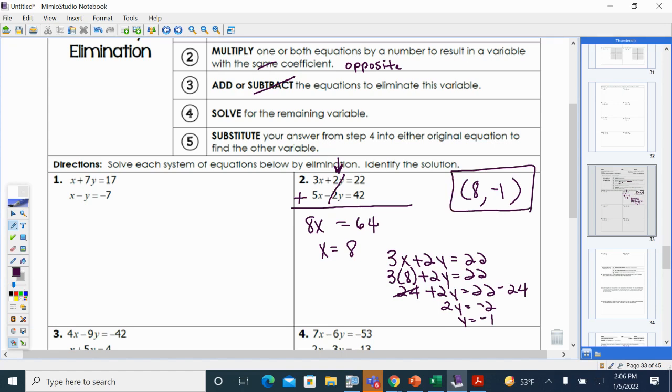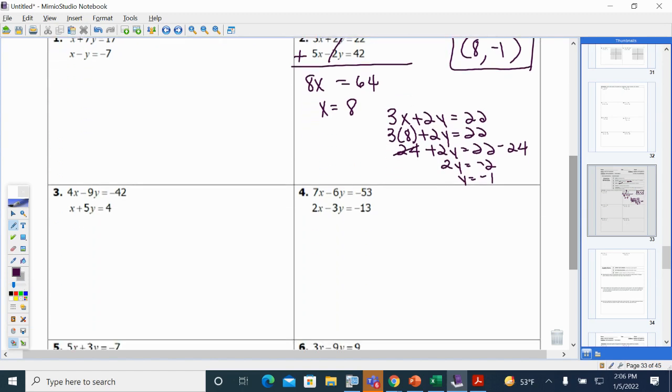Let's jump down and look at number 4, for example. 7x minus 6y equals negative 53, and 2x minus 3y is equal to negative 13. Now, keep in mind, y'all, that you can eliminate whichever variable you want. It doesn't matter whether we eliminate the x's or the y's. What I like to do is look at what I've got and see which one I think would be the easiest. I think the y's are going to be pretty simple to eliminate, so I'm going to choose to eliminate the y's.